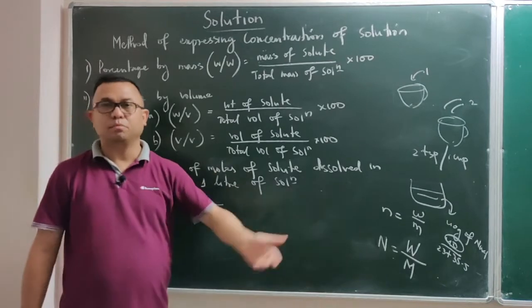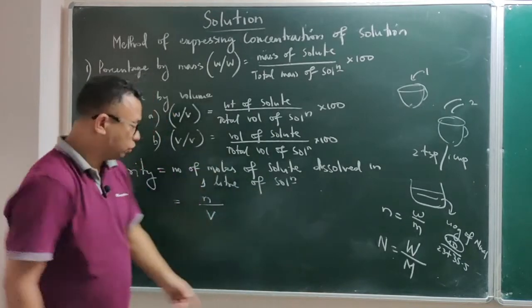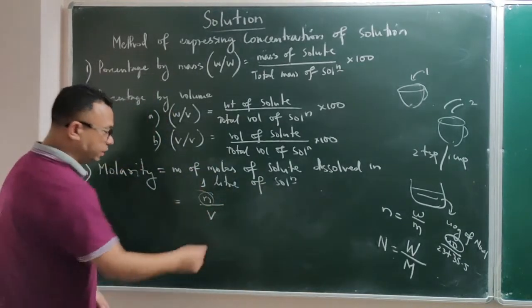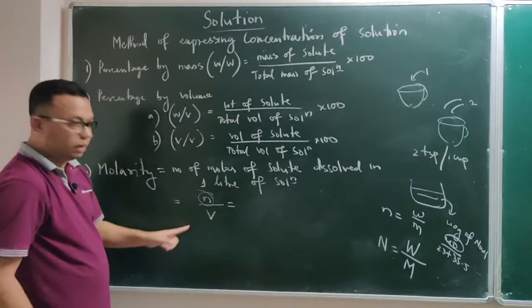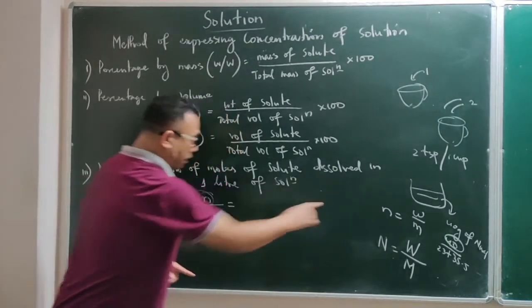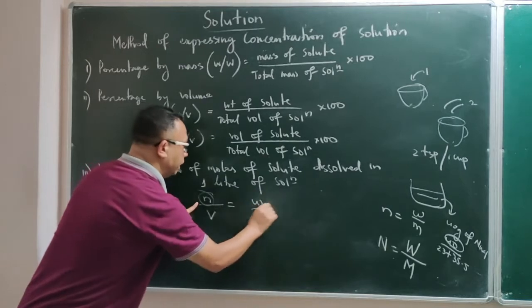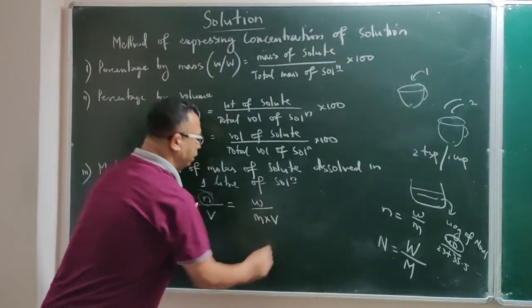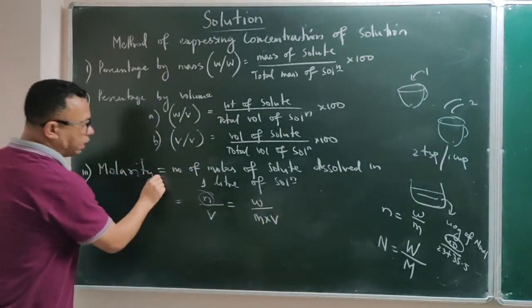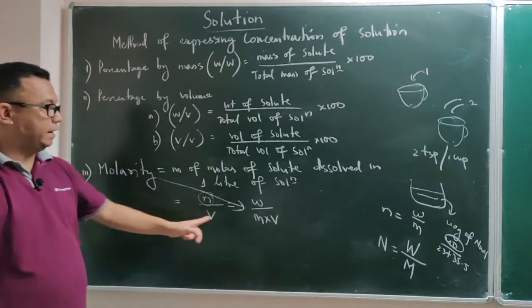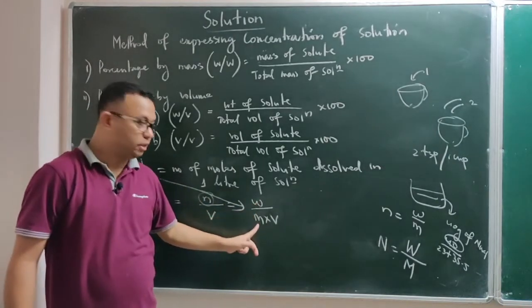But then it is not necessary that every time you will be given moles. You may be given weight instead of moles. So that is why I am going to replace this n also. Most of the time, rather than using this formula, n is W by m. So if I replace this n with W by m, and on the lower side you have V, that means the molarity formula is here. Molarity is weight of the substance divided by its molecular mass.